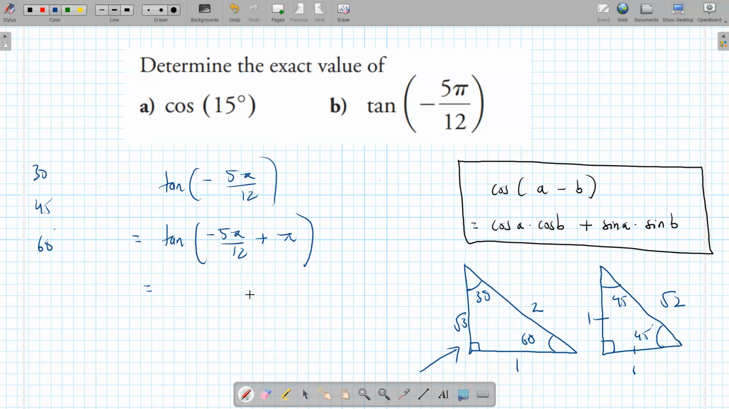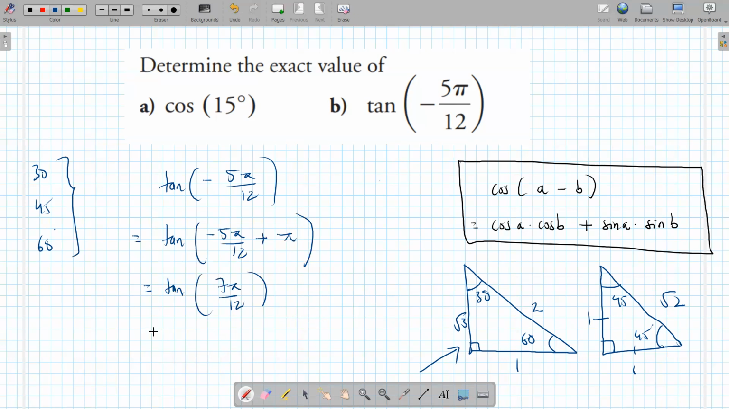So pi minus 5 over 12, or 1 minus 5 over 12. You know how to do fractions. That is going to be 7 pi over 12, which is 105 degrees. How can we write 105 using these guys? Can we add any two together to get 105? 60 and 45. Right, 60 and 45.